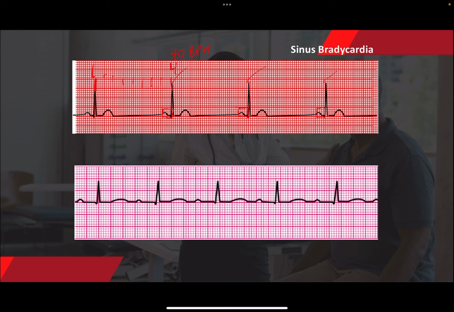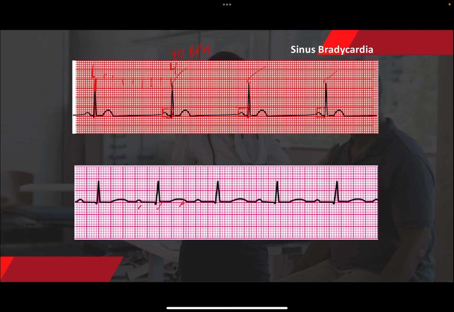And then if we go on the next one, again, let's check for the configuration. There is a P, check. There's a QRS, check. There's a T. All the way, it's complete. Is it fast or is it slow?